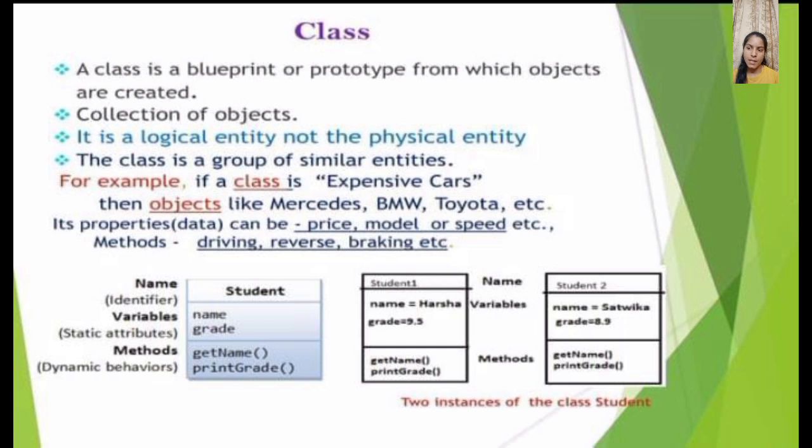Next, let us see about the class. A class is a blueprint or prototype from which objects are created. A collection of objects is called a class. It is a logical entity, not a physical entity. The class is a group of similar entities. For example, if a class is expensive cars, then objects are Mercedes, BMW, Toyota, etc. Its properties or data can be price, model or speed, etc. Methods: driving, reverse, braking, etc.